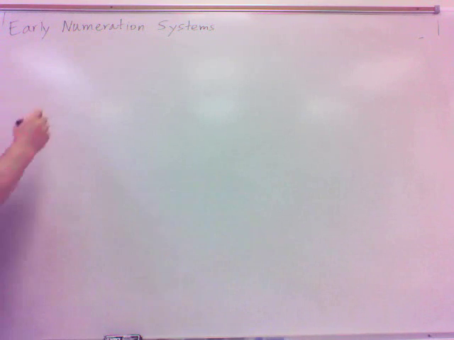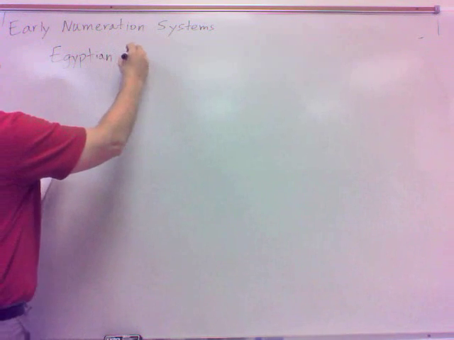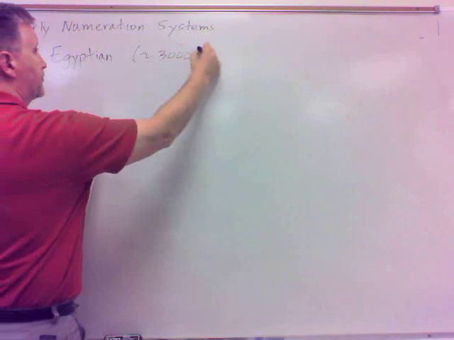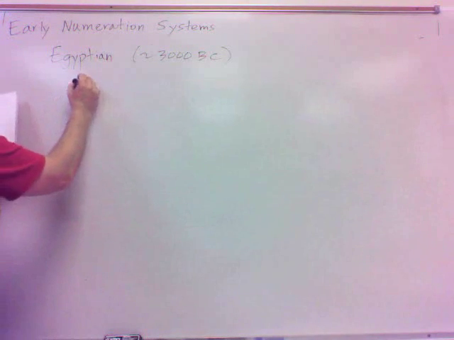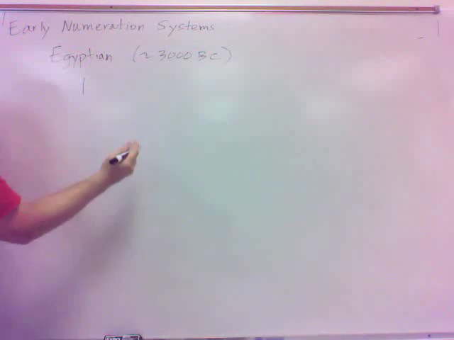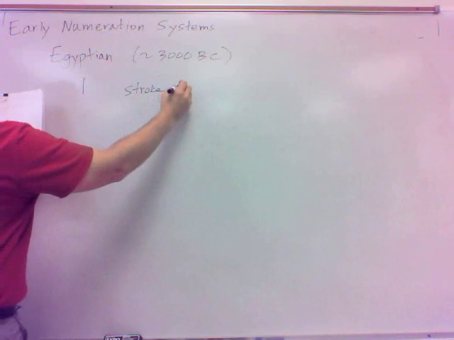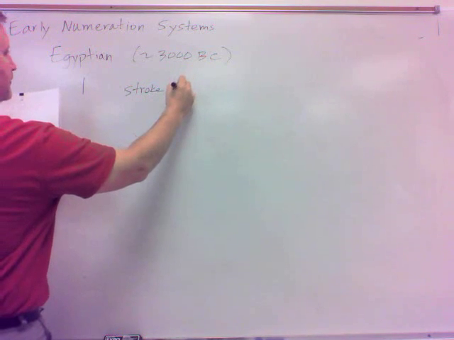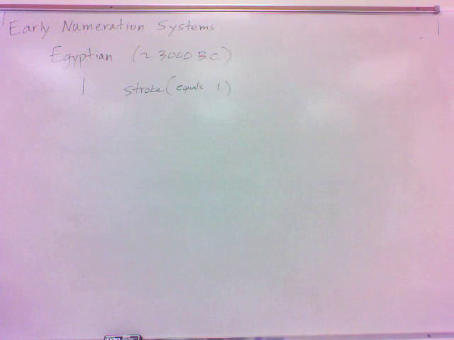We're going to start with the Egyptian system from about 3000 BC. They had some interesting symbols. Their one was just kind of a one, just like ours. They call it a stroke mark. It equals our one, so that's good news. Their one looked like our one, pretty much.